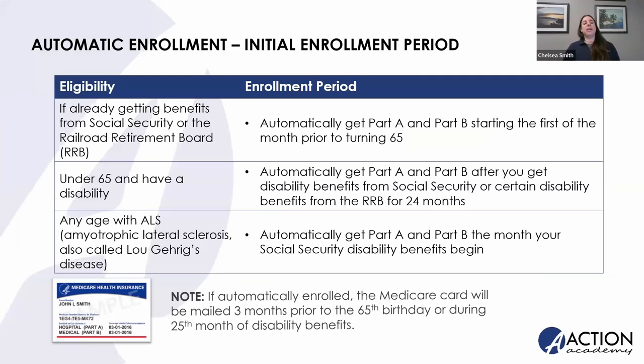So you also will have automatic enrollment. There might be some times, I guess I should say, when you might have an automatic enrollment in Medicare. So if you're collecting Social Security prior to turning age 65, you'll get Medicare automatically. Technically, the package is mailed out 3 months prior to your 65th birthday, which means you would have to be getting Social Security about 4 months prior to turning 65 in order to be automatically enrolled. But again, that's only if you were already enrolled in Social Security. If you're 65 and not enrolled in Social Security, then you need to enroll yourself in Medicare.